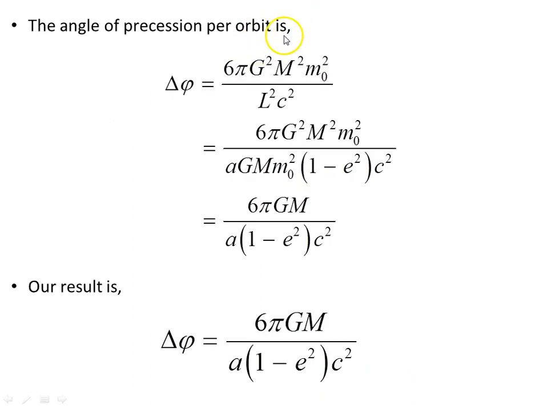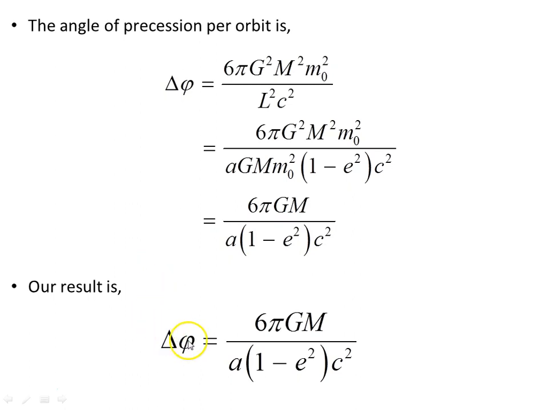Next bit, the angle of precession per orbit, then delta phi becomes this object here. Okay, and then substituting for L squared, we can have this, and with some cancelling, because GM and m0 squared cancel out altogether. It does not appear in the final result. GM and 1 GM up top here cancel out. We're left with 6 pi GM on a times 1 minus e squared times c squared here.